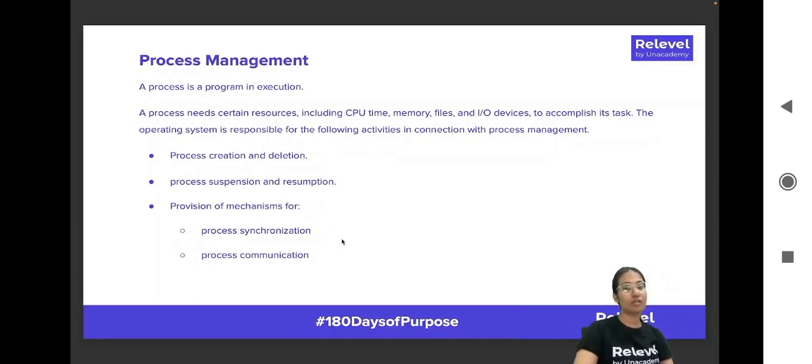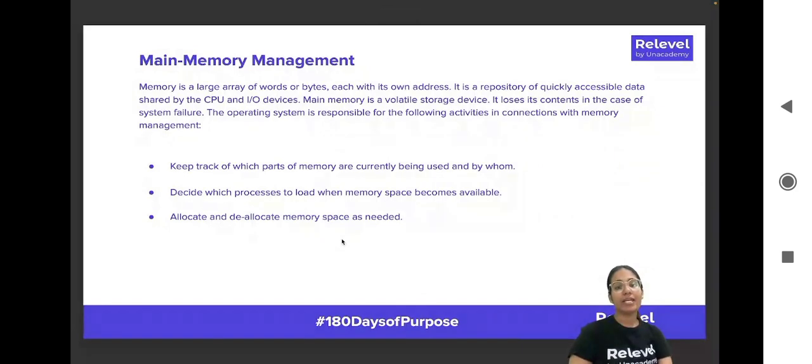The second one is main memory management. What we know is memory is nothing but a very large array of words or bytes, where each has its own address. Main memory is basically a repository of quickly accessible data. In terms of memory, we have primary memory and secondary memory, right? Main memory includes primary memory, which is smaller in size, but it's very efficient to access data present in the main memory.